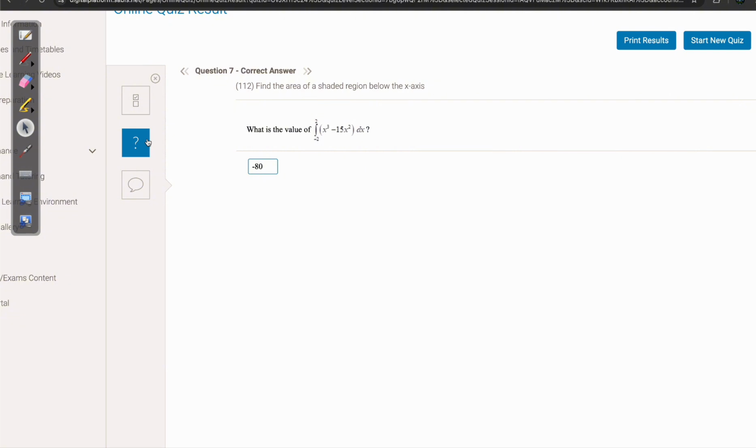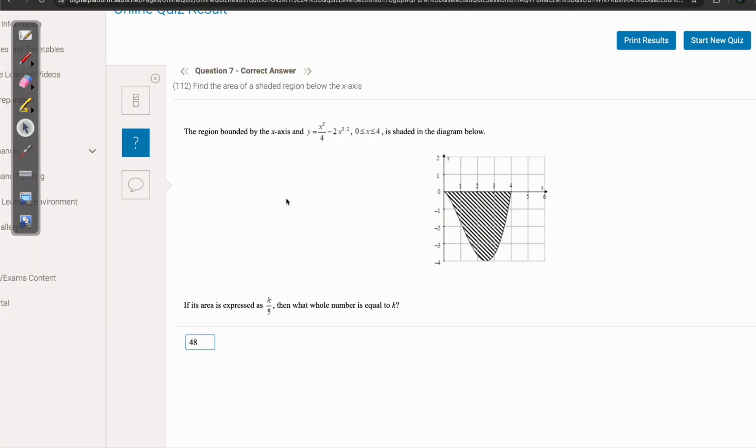Number 7. The region bounded by the x-axis and y is equal to x cubed over 4 minus 2x to the power of 3 over 2 is shaded in the diagram below. If its area is expressed by k to the 5. Now look, again, as we can see here, the area that they want us to calculate is in the negative side. So we just multiply the answer we get by negative 1, which is what we will do. So negative, integrate the function from 0 to 4, x cubed over 4 minus 2x to the power of 3 over 2, and you will get 48.